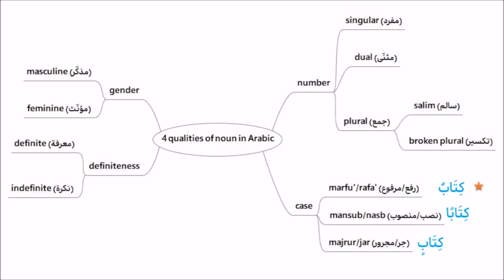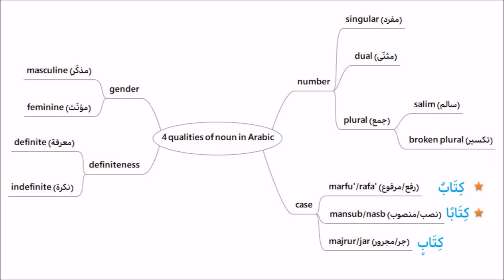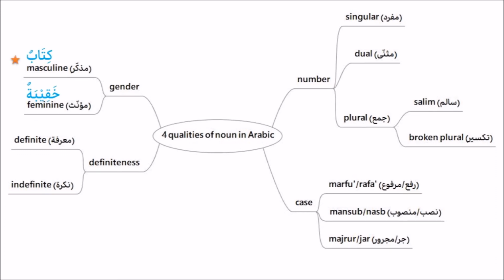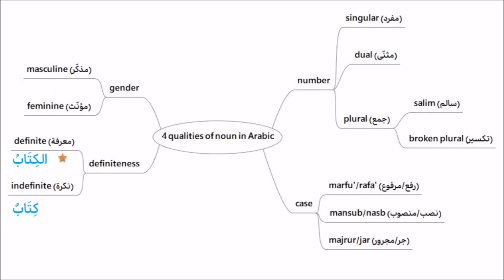Now let's see the example of ism marfu'. The example is kitabun. The example of ism mansub is kitaban. The example of ism majrur is kitabin. Then the example of ism mudhakkar is kitabun. The example of ism mu'annath is haqibatun. The last quality, the example of ism ma'rifah is al-kitabu. The example of ism nakirah is kitabun.